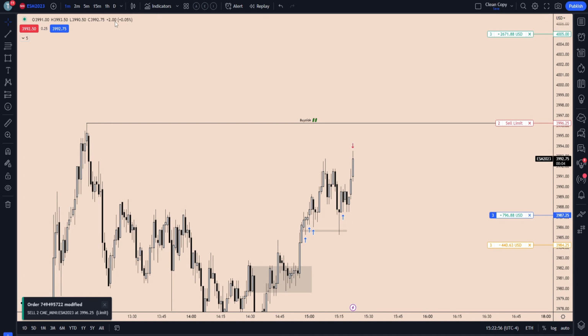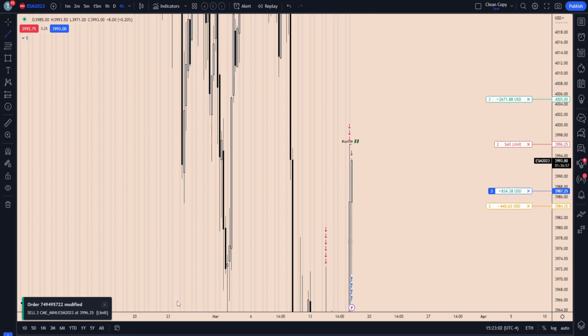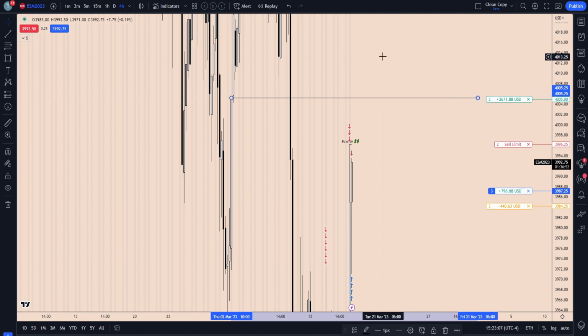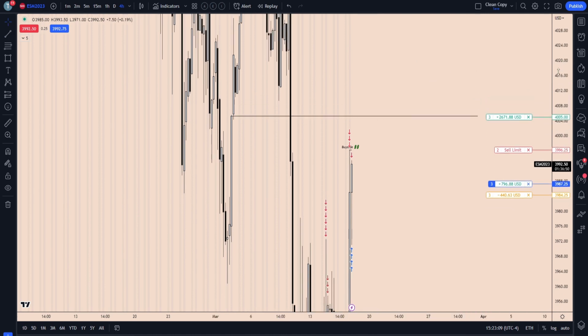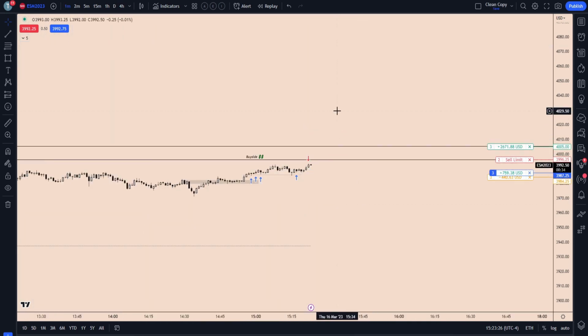And right in that final TP is actually a 4-hour volume imbalance here. So that's my final target, just because I'm not sure where we want to reach inside this imbalance. I like this volume imbalance because if you also take the consequent encroachment of that fair value gap, they're very close in price. So the volume imbalance would be the final target for me.